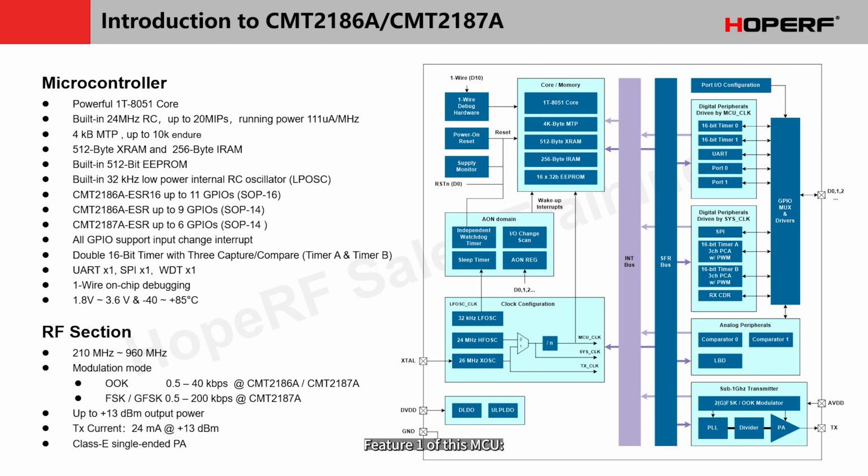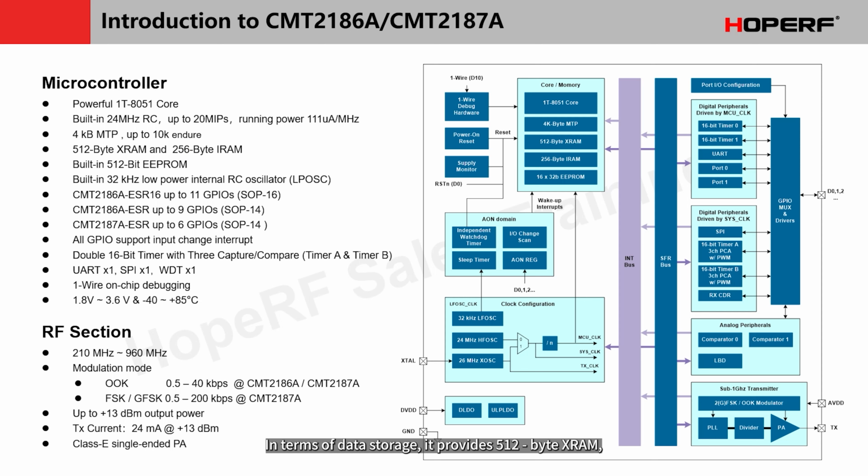Feature 1 of this MCU. It is a high-performance 1T 8051 MCU core. This 1T means single cycle execution. 2. A 24 MHz RC is integrated inside the chip. It can support a maximum core operating speed of up to 20 MIPS. Its operating current is 111 uA/MHz. The program is loaded as 4 KB MTP ROM. The typical endurance of this MTP can reach 10,000 times.